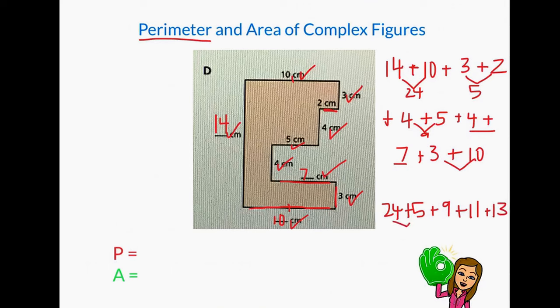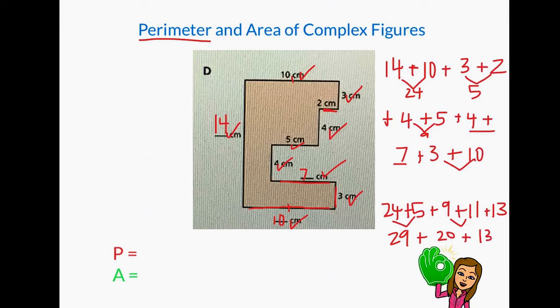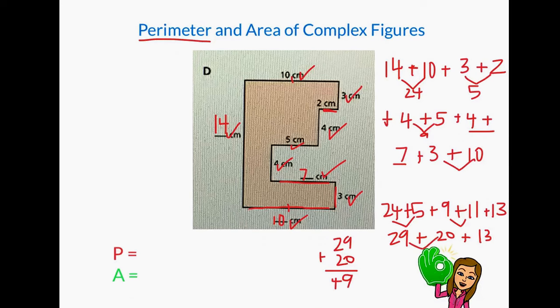Here I see I have 29, plus 9 plus 11 is 20, plus 13. All right, I'm going to start by going left to right. So 29 plus 20 will give me 49. And then I'm going to line up my numbers to add the last 13. So 49 plus 13. As you can see, there's a lot of work involved.